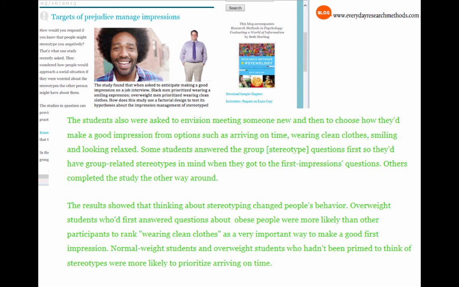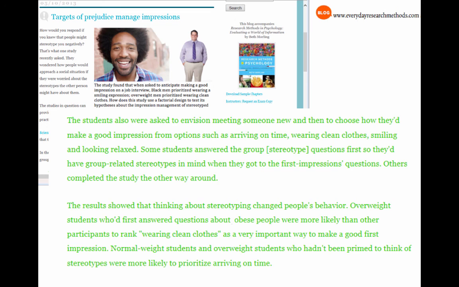So here's an example of an interaction in a popular press, and I'm going to read it to you. It says, students were also asked to envision meeting someone new and then choose how they'd make a good impression from options such as arriving on time, wearing clean clothes, smiling, and looking relaxed. Some students answered the group stereotype questions first, so they'd have group-related stereotypes in mind when they got to the first impressions questions. Others completed the study the other way around. So you can see there's a prime for stereotypes versus no prime for stereotypes.